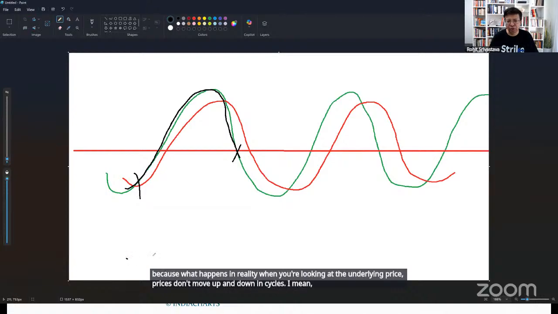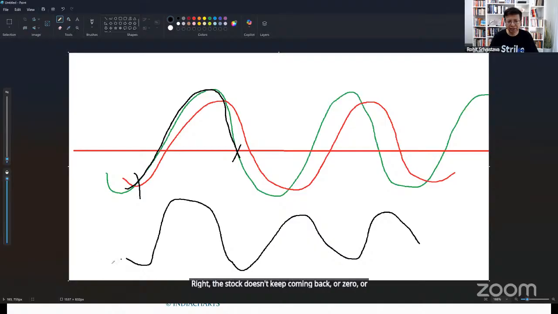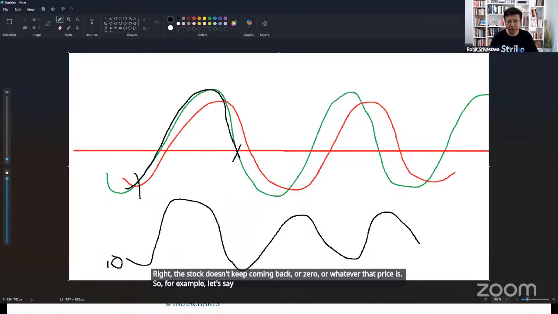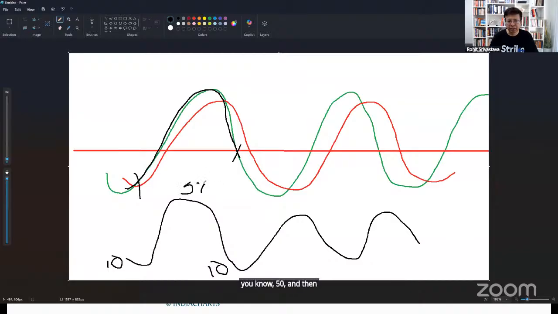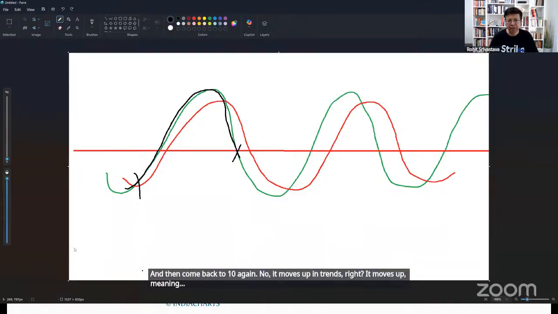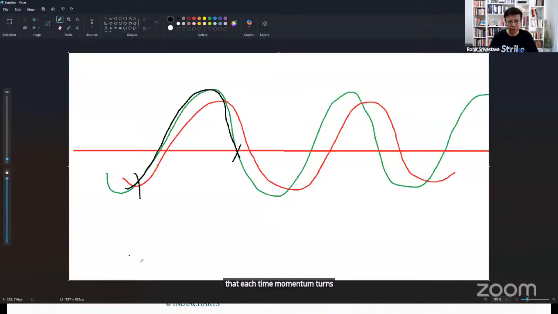I mean, at least not back to zero, right? A stock doesn't keep coming back to zero, or whatever that price is. So, for example, let's say a stock is at 10 rupees, it doesn't go up to 50 and then come back to 10 and then come back to 10 again. No, it moves up in trends, right? It moves up, meaning that each time momentum turns up, prices will go up, and then they consolidate.